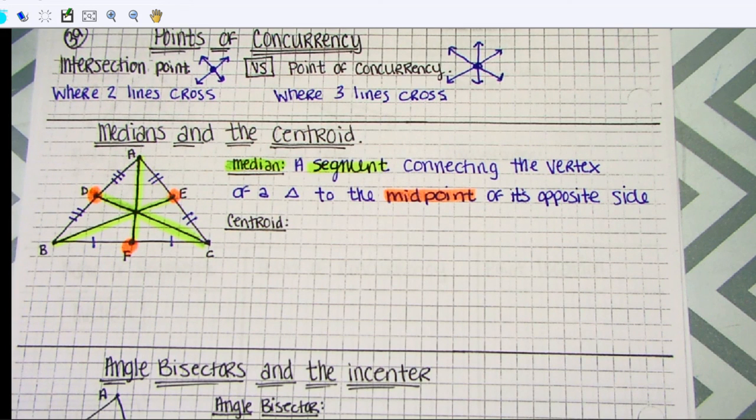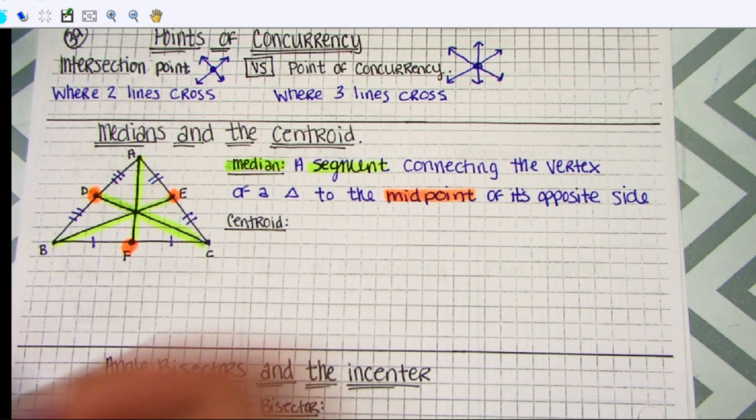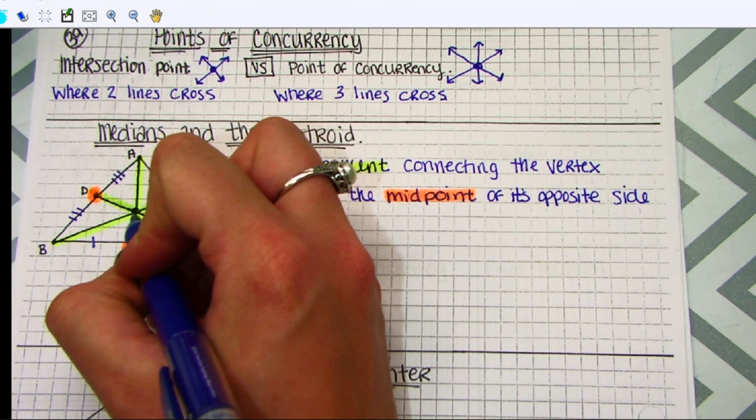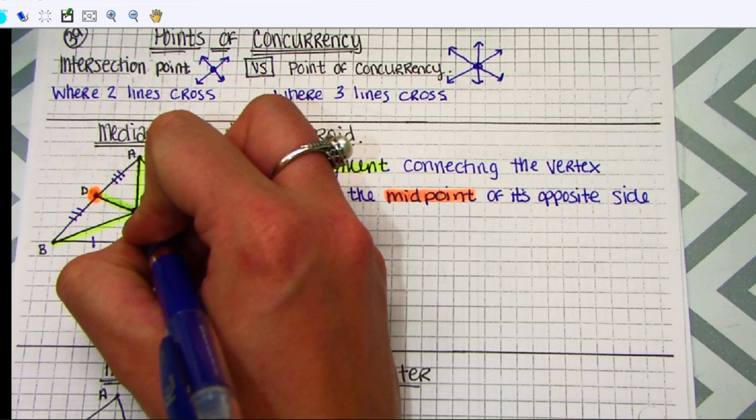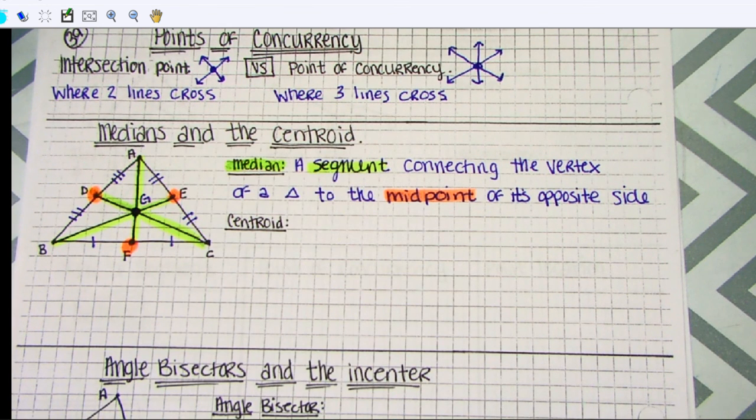Okay. So the segments start at the angles and go to a side. And the midpoints are going to be on the actual sides of the triangle. Now the centroid is that point where all of those medians cross. So we've got that intersection point kind of in the center of our triangle. That's called the centroid. So this piece right here we're going to call G as an intersection point. That point is called the centroid.